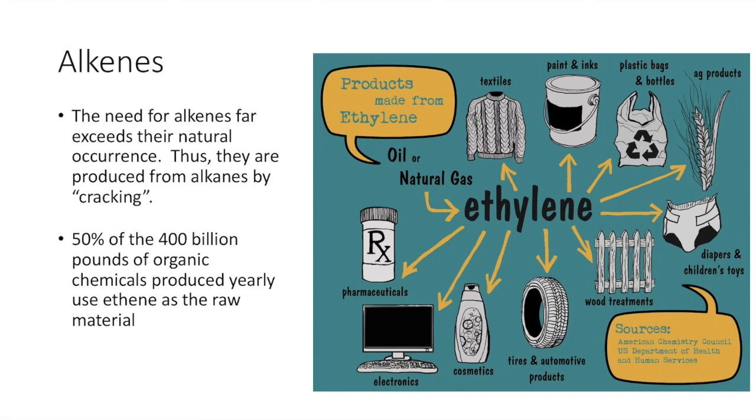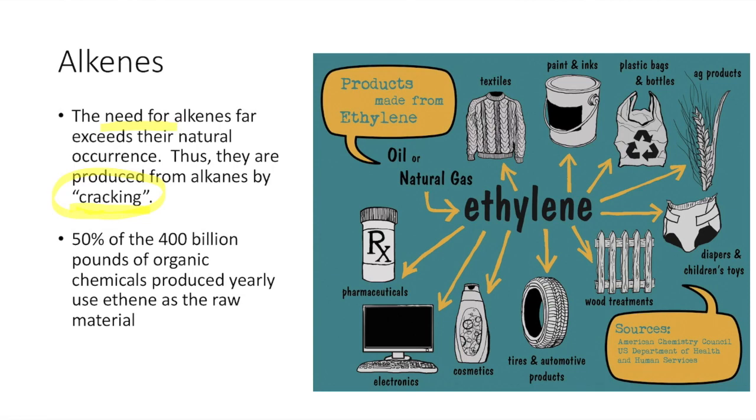Alkenes are really important starting products for polymers. Okay, so the need for them, because obviously we have a lot of polymers out there, polymers are plastics, exceed their natural occurrence by a lot. So they are produced during cracking. And if you don't remember what cracking is, go back to the beginning of your notes, rewatch a video or two if you have to, because this is a really, really important part of this chapter.